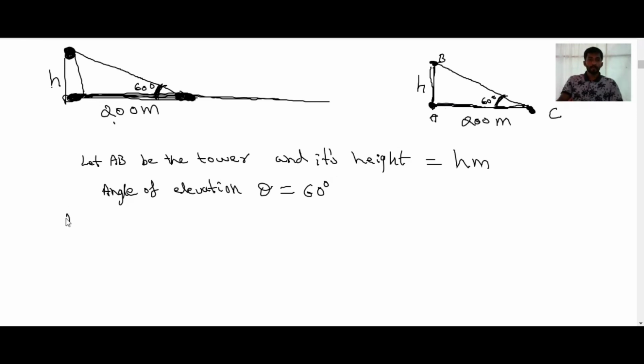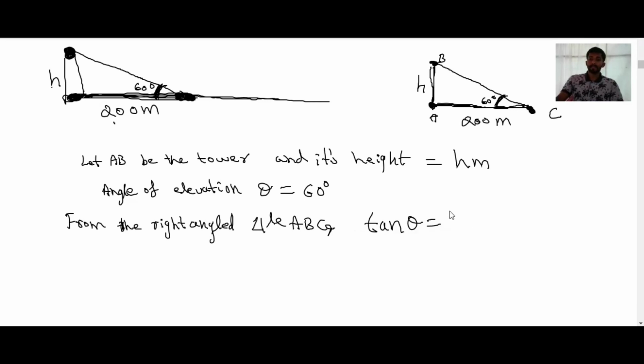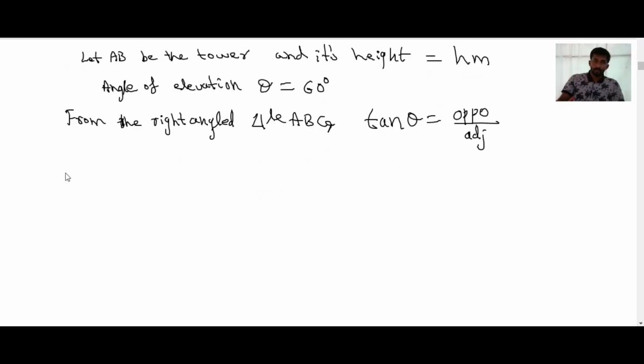Here I will write, from the right angle triangle ABC, tan theta. What is tan theta? Tan theta is equal to opposite side divided by adjacent. Okay, that is tan. What is theta? Theta is equal to 60 degree, right?